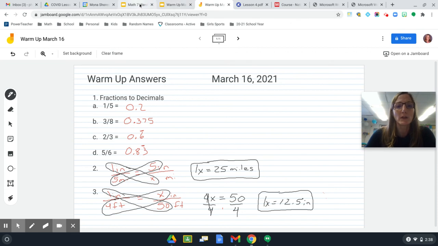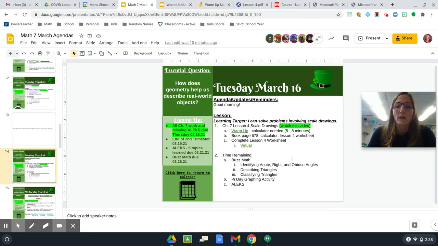So I'm going to come back up here to the agenda. The next thing you're going to need, and I'm going to meet you on a separate video here, is page 578 in your book. You need your calculator. And then we will also be looking at a lesson 4 worksheet that your crew teachers received. So you should have that in front of you as well, ready to go. If you are virtual, then you are using this link right here to get to that worksheet. So I'm going to end this video. I will see you back on the next video with your book open to page 578.